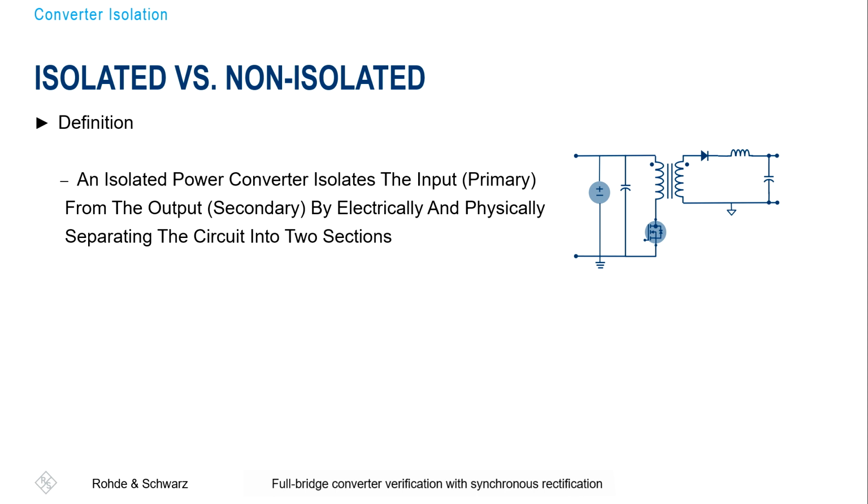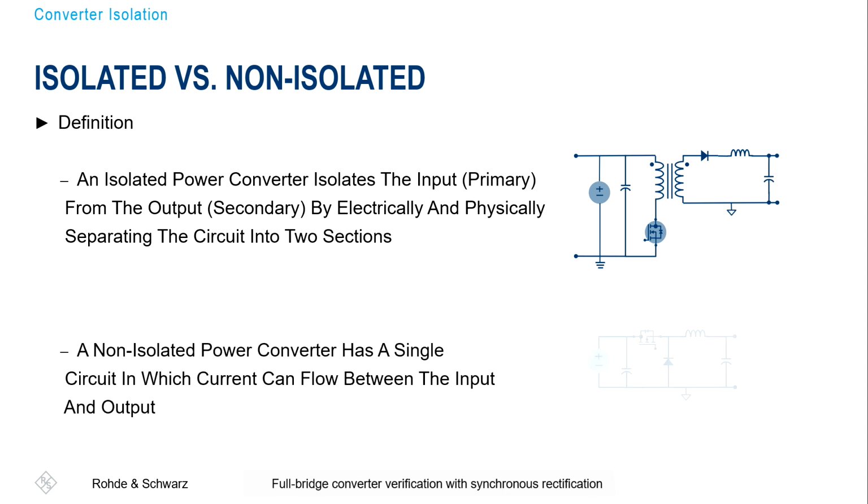This is at least the definition for isolated, and for non-isolated, it's even easier. That's just a simple buck converter in this case here. And of course, there can be a direct current from the input to the output. So there is no separation, basically.